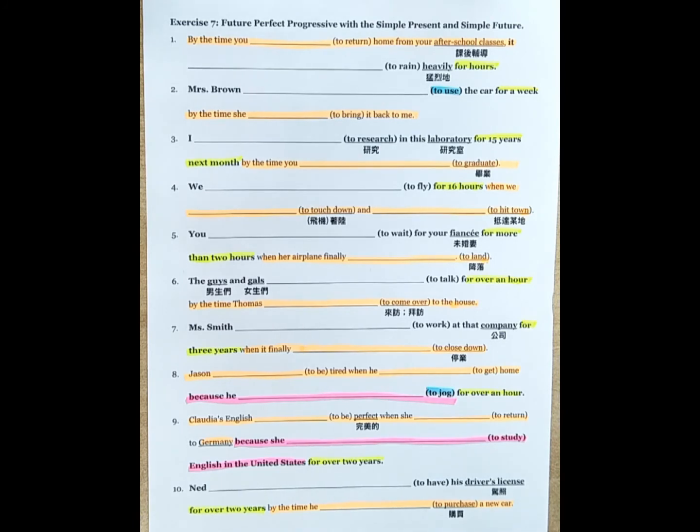Exercise 7. Future perfect progressive with the simple present and simple future. 1. By the time you return home from your after-school classes, it is going to have been raining heavily for hours. 2. Mrs. Brown is going to have been using the car for a week by the time she brings it back to me.